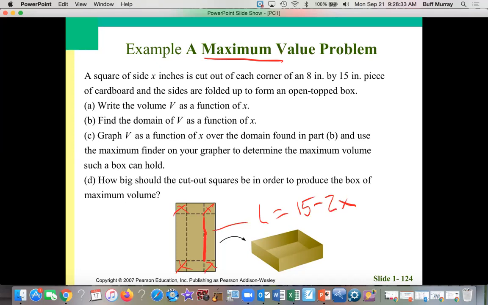All right, 15 minus 2x. How did I get that? Yep. Because 15 is what we're given. It's 8 by 15 and times 2x is the 2 boxes. Yeah, 15, and then we're chopping off x on the top and the bottom, right? Everybody with me on that?